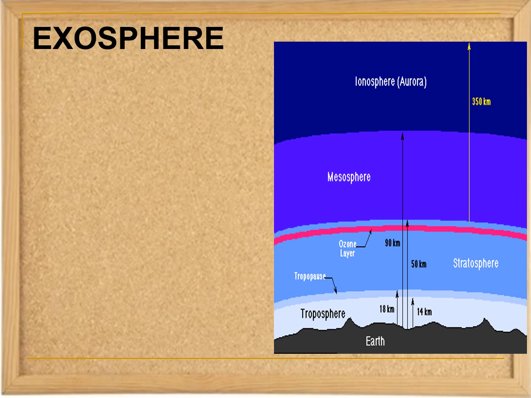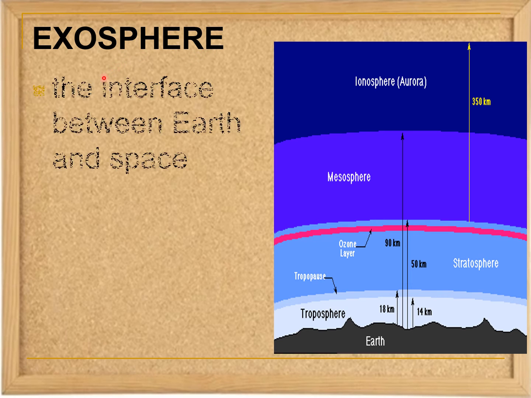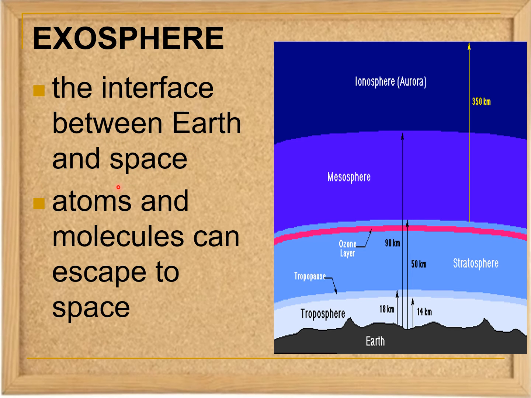Okay, so we have here an extra layer of the atmosphere, your exosphere. Exo means outside already, so you can imagine the exosphere as your outer space layer, the interface between the Earth and space. Atoms and molecules can escape to space here, meaning there is less influence of gravity because it's already far away from Earth. That's why some of these molecules or atoms can freely escape into outer space.